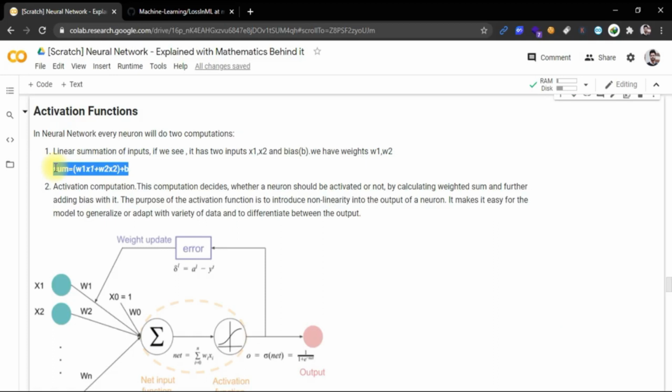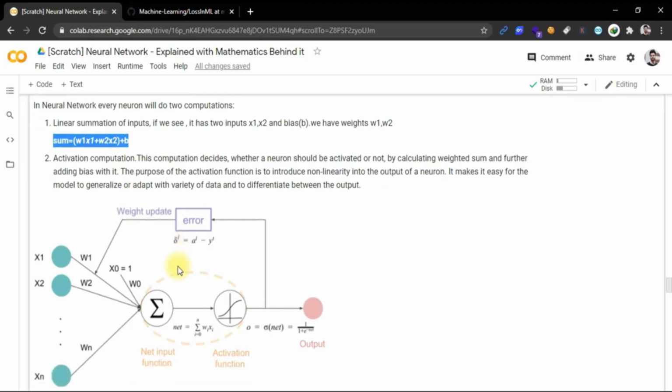The other thing is the activation computation. It decides whether a neuron should be activated or not by calculating the weights, summing them, and then adding the bias. The purpose of the activation function is to introduce non-linearity into the neuron. It makes it easy to understand the variety of data, to adapt, to check the pattern of the data, and to differentiate between the outputs also.